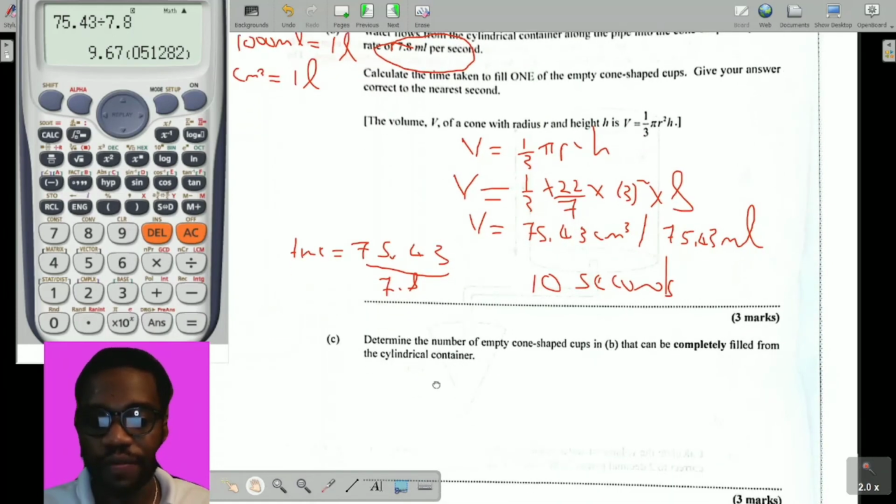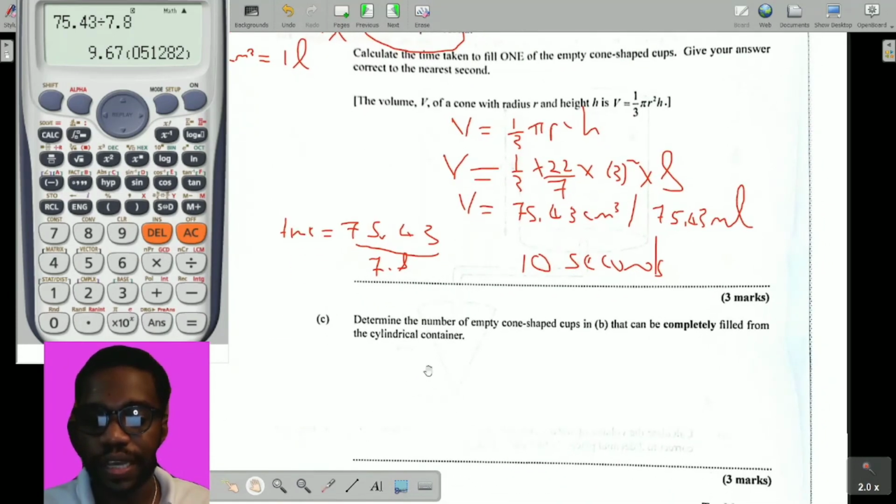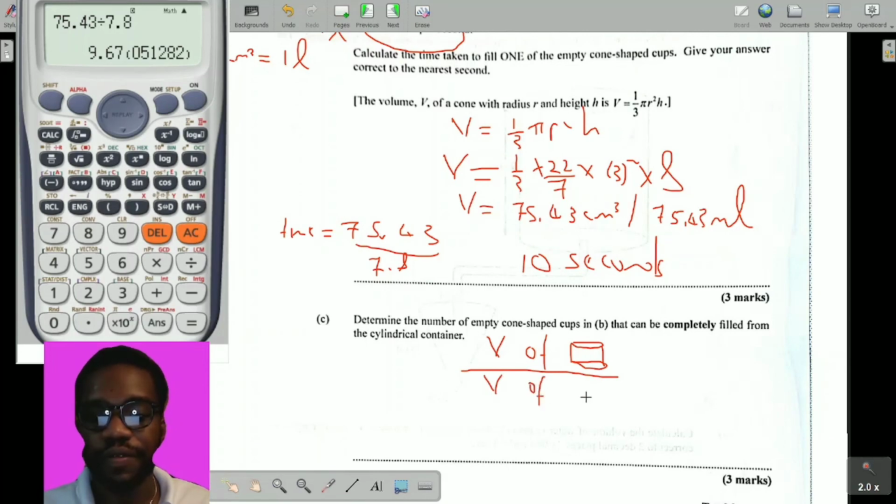Determine the number of empty cone-shaped cups that can be completely filled from the cylindrical container. Alright, the number that can be completely filled. So, you have several ways to work this out. We need to have the two units, right? So it's the volume of the cylinder, let me just draw the cylinder, all over the volume of the cone. Because you need to know how many cones can go into the cylinder. And since you're saying how much can go into it, that means you're going to divide.